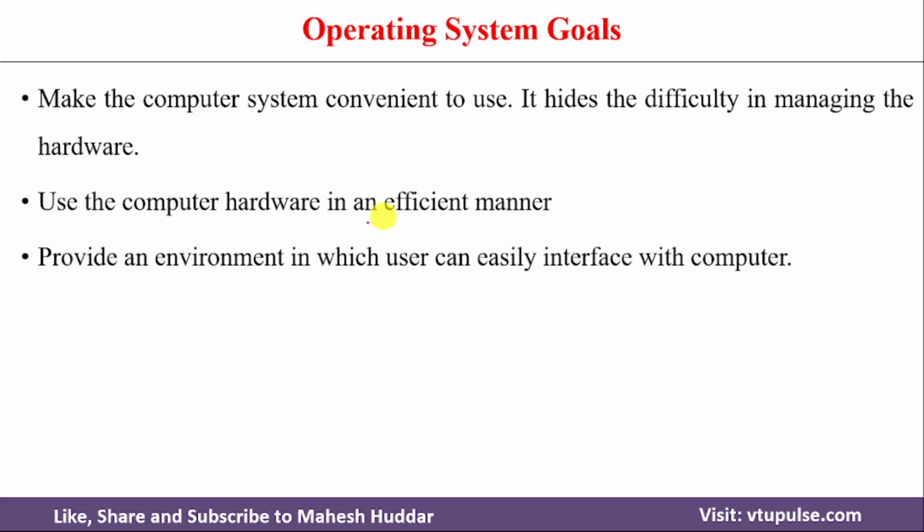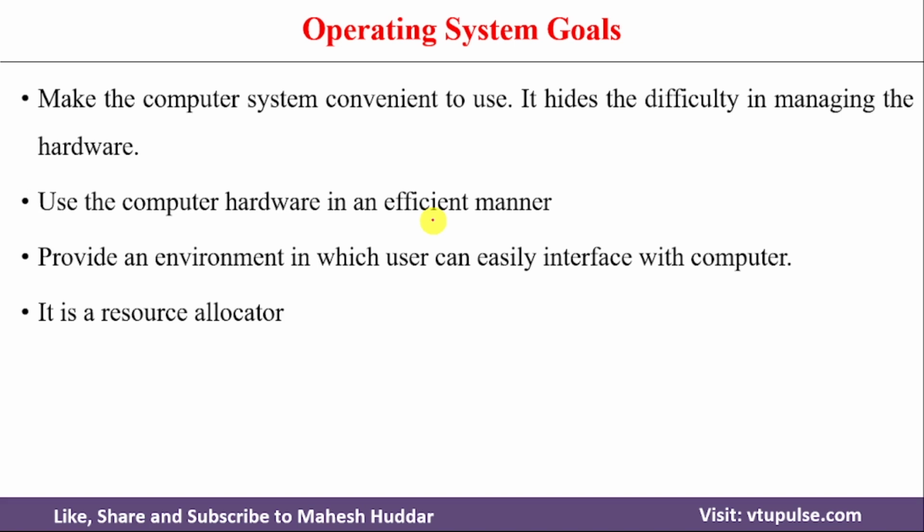Third one is the operating system should provide an environment in which the user can easily interact with the computer. That means it has to provide some graphical user interface or command line interface so that the user can easily interact with the computer with input devices and output devices.